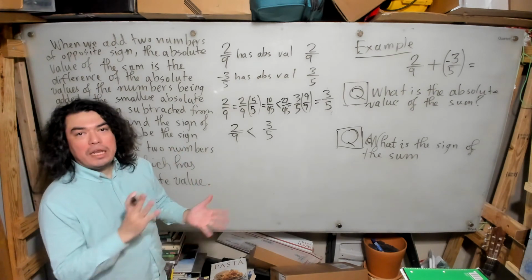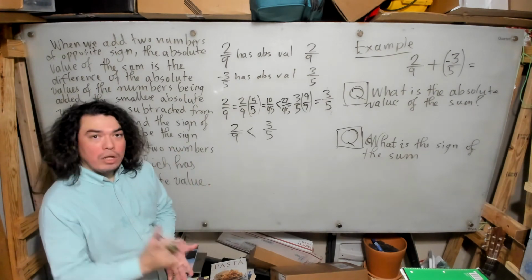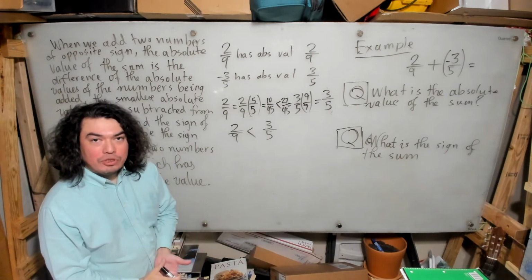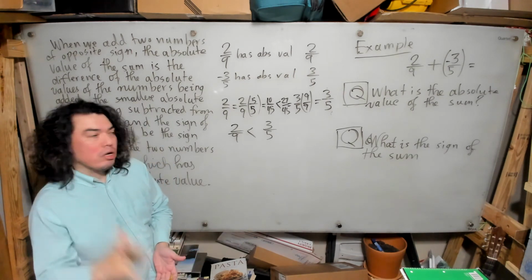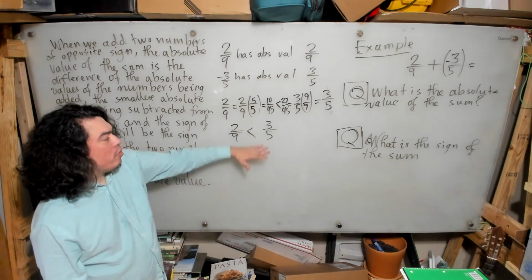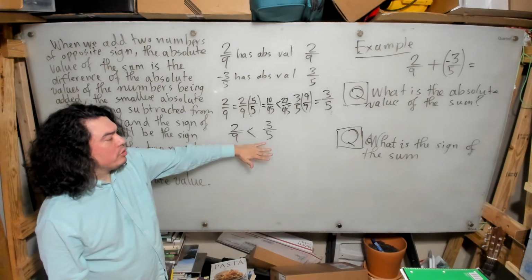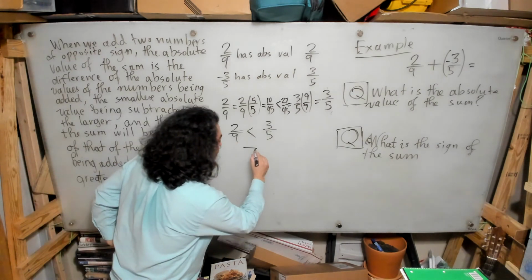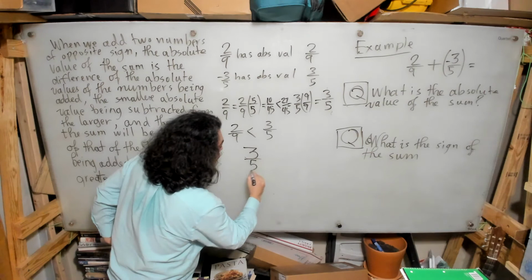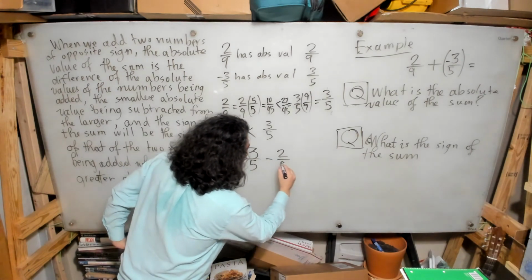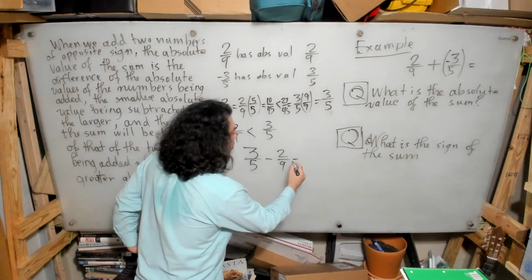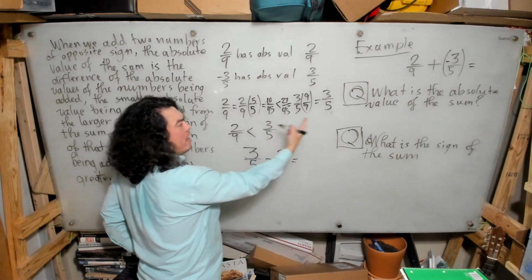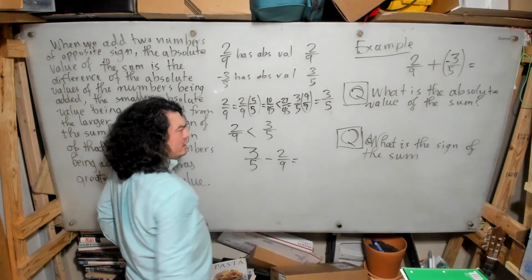So now we can find out what is the absolute value of the sum. The absolute value of the sum will be the difference of the absolute values of the numbers being added, the smaller being subtracted from the larger. In other words, since these are the absolute values, and since the 3/5 is bigger than the 2/9, we're going to subtract from 3/5 the 2/9. From our calculations here, we can see that 2/9 is equal to 10/45, and 3/5 is equal to 27/45.